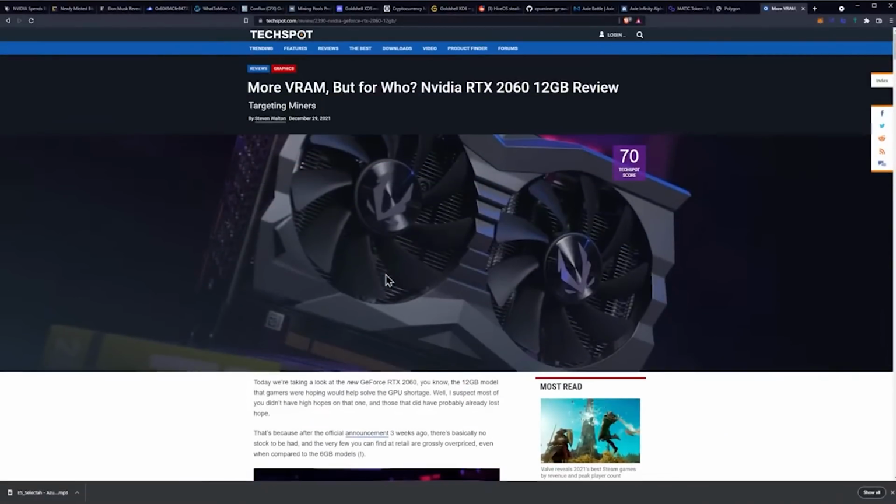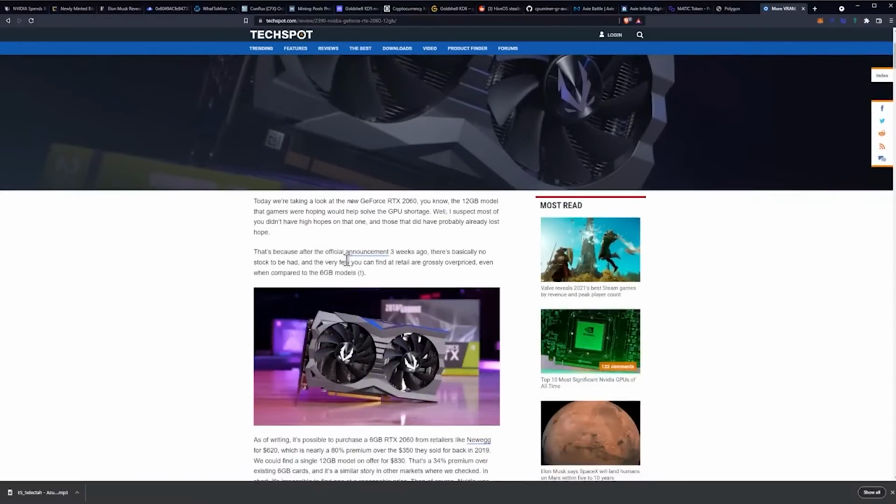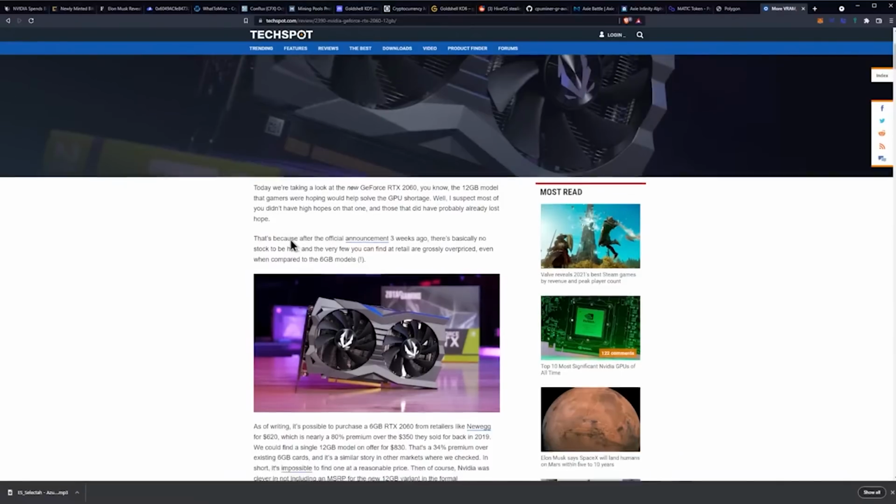Apparently, TechSpot: more VRAM, but for who? NVIDIA RTX 2060 12 gigabyte review targeting miners. Today, we're taking a look at the new GeForce RTX 2060, the 12 gigabyte model that gamers were hoping would help solve the GPU shortage. I didn't think that was true. Well, I suspect most of you didn't have high hopes on that one, and those that did have probably already lost hope.